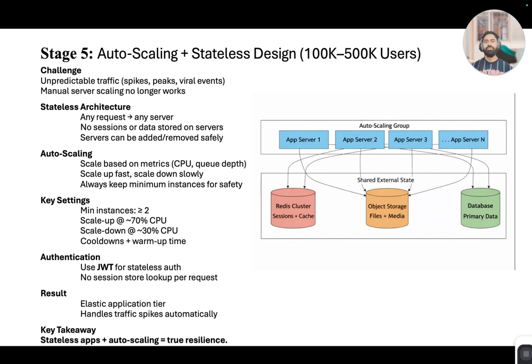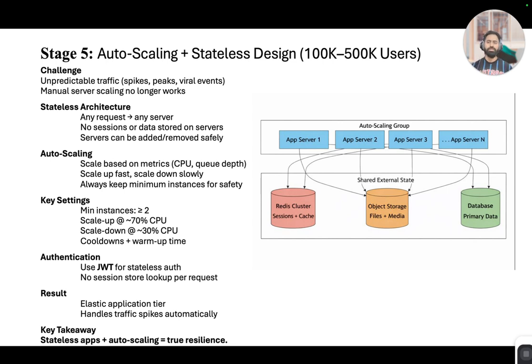Now let's discuss auto scaling. Auto scaling works by watching the metrics. For example, the common metrics can be CPU usage, memory usage, request count, queue depth. Most teams start with CPU-based scaling because it is simpler and also reliable.